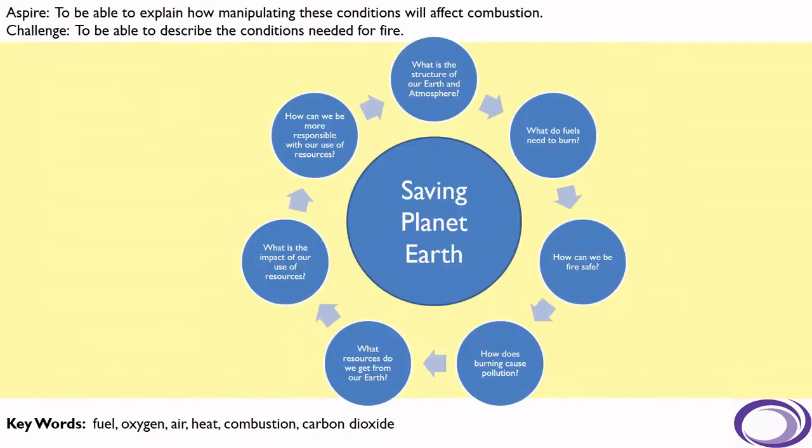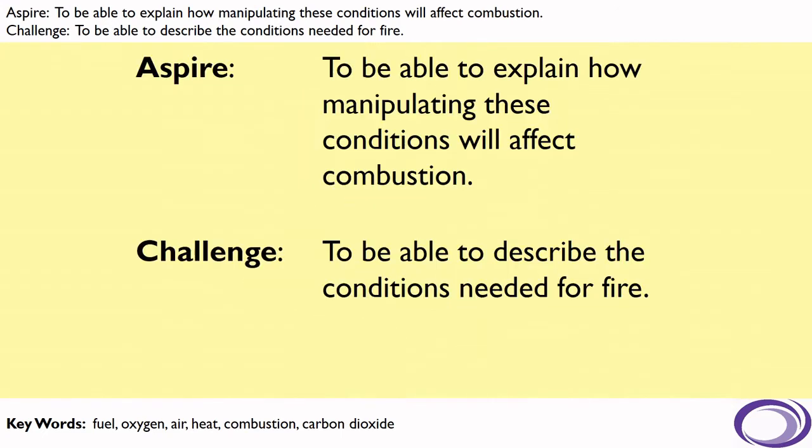This lesson is a part of our Saving Planet Earth topic. Last lesson we looked at the structure of the Earth and the components of the atmosphere. Today's lesson we will be looking at what fuels need to burn. Our challenge is to be able to describe the conditions needed for fire. Our aspire is to be able to explain how manipulating these conditions will affect combustion.